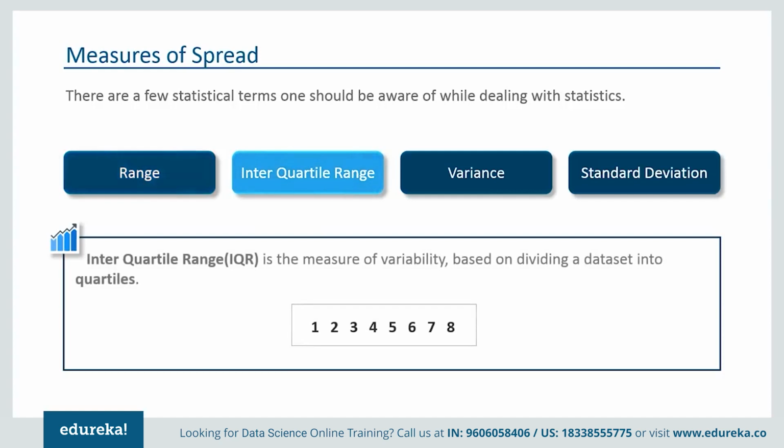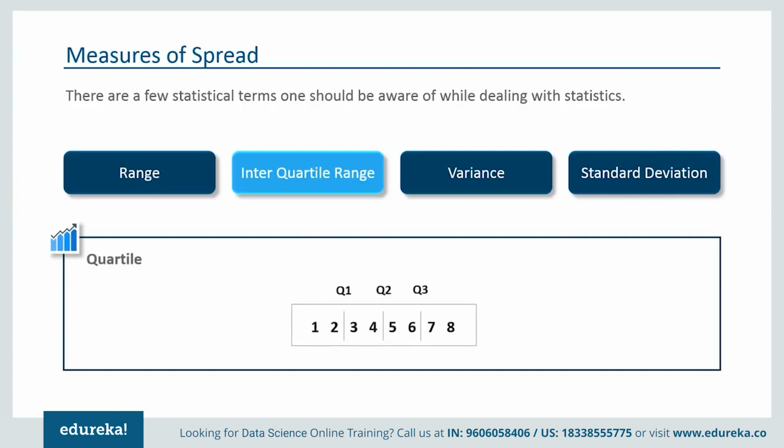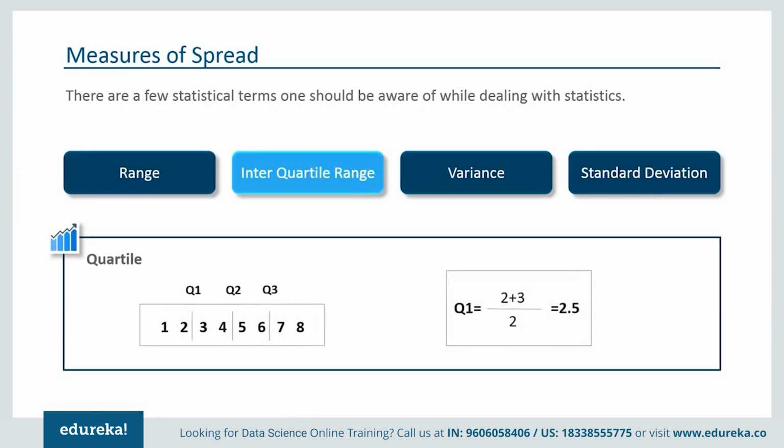Similar to the range, there's something called the interquartile range. For this, you'll have to know what a quartile is. Now, as you can see, we have a sample set from numbers 1 to 8. So basically, the purpose a quartile serves is to divide your entire data set into 4 quarters. So you have your Q1, Q2, and Q3, which are the 3 quartiles. They are your division points, and you can determine their values like so. This is your Q1, your Q2, and your Q3.